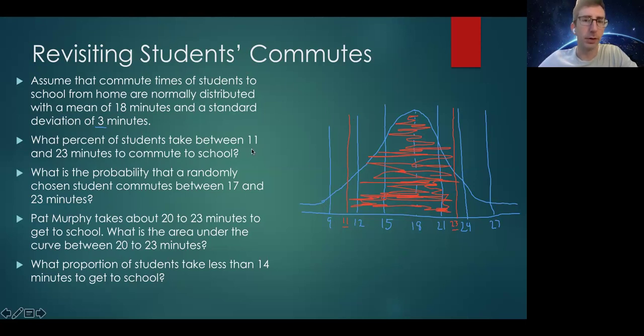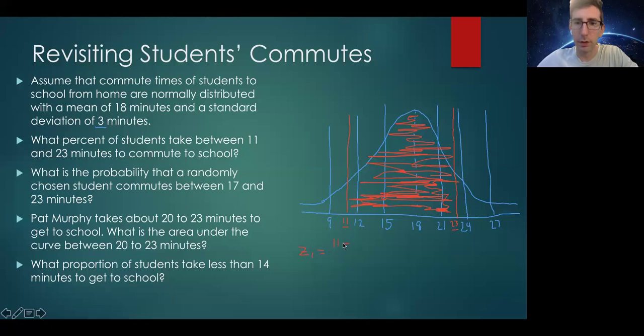So I mentioned in the last video, when we've got these interval type questions, we actually need to find 2 z values. We need to find a z value for this 11 and a z value for this 23. So let's do that first. I'll just call this z1. We'll start with our 11.